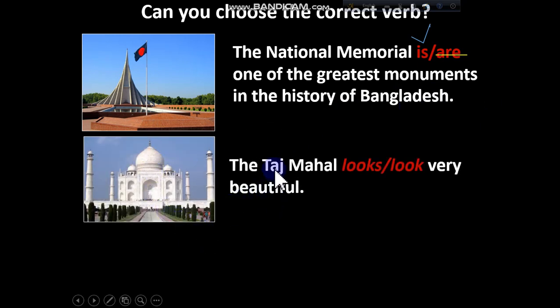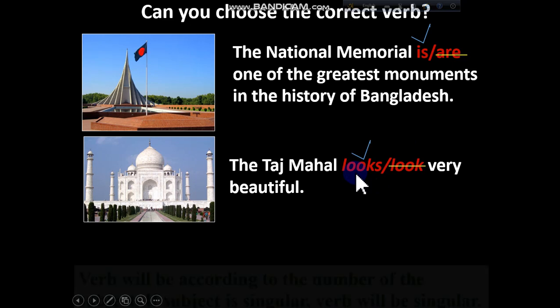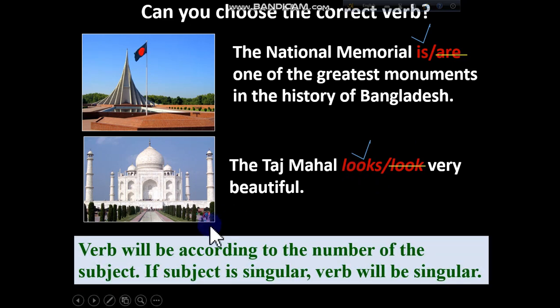You can see another slide here. The sentence is, the Taj Mahal looks or look very beautiful. What will be the correct answer? Looks or look? Okay, the subject is third person singular number, and as we know, if the subject is third person singular number, then you must put s or es with the verb. So the answer should be looks. And this is the rule you must write down or take a note. A verb will be according to the number of the subject. That means if the subject is singular, the verb will be singular. Now I am going to the next.